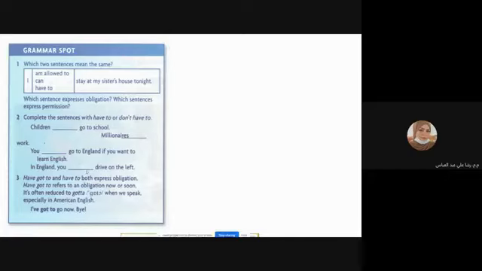It's often reduced to gotta when we speak, especially in American English. We may reduce it into gotta, like going to اللي طبعا نلفظها gonna. Here we have got ممكن تلفظ gotta. So I've got to go ممكن نلفظها I gotta go now. I've gotta go now. Bye.